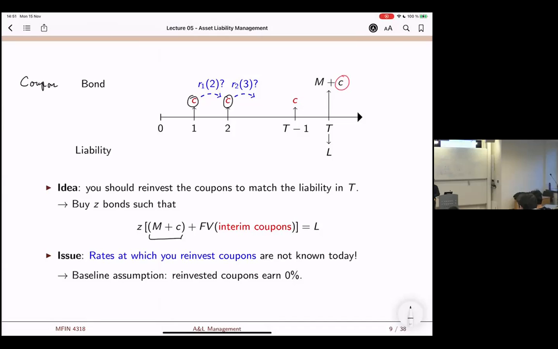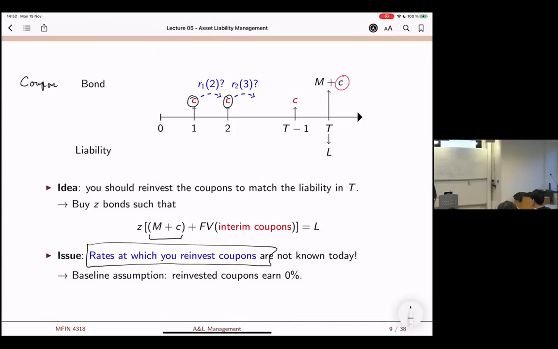Okay. Now, what's the trick here? Well, as usual, we don't know at which rate we're going to reinvest these coupons, right? So these rates are not known today. Today, you don't know at which rate you're going to be able to invest between year one and year two. Okay. Now, what's the problem here? Well, if today the interest rate is 3%, you might say, well, I'm going to assume that the interest rate will be 3% in the future.